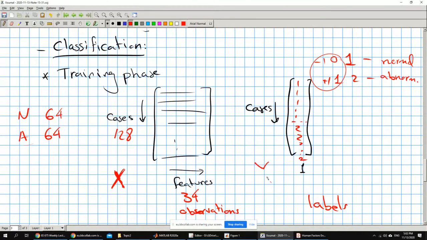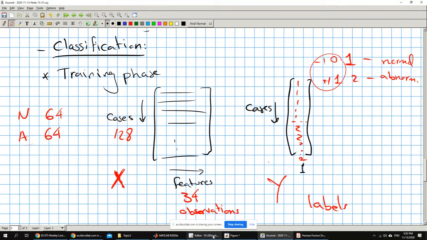Both x and y, this is the y vector, basically, the labels. I need both x and y to train the classifier. Sometimes I can give that classifier, that's fine. For the training phase, at least, we need the x and y. So let's now go and do that.